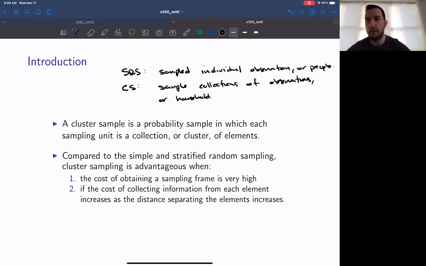Further, we might be interested in using cluster sampling when the cost of collecting information from each element in the population increases as the elements in the population get further from each other. So those are just a couple of examples of when you might be interested in this approach, at least compared to the stratified approach.